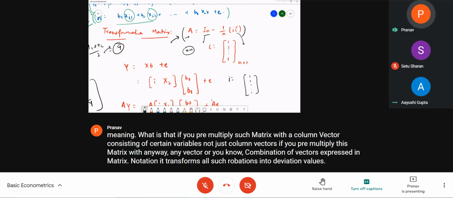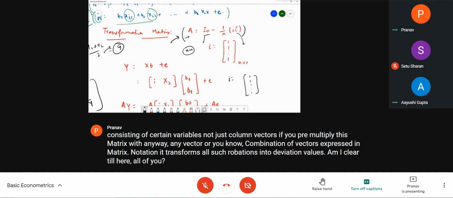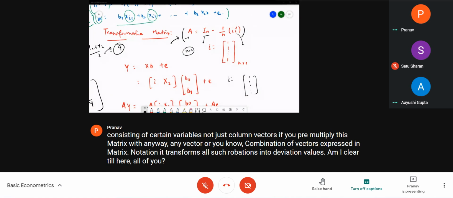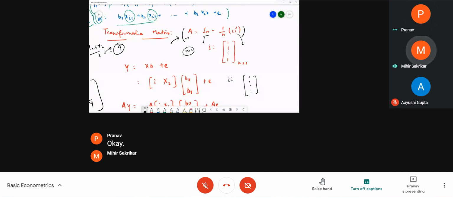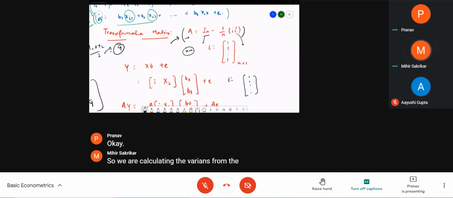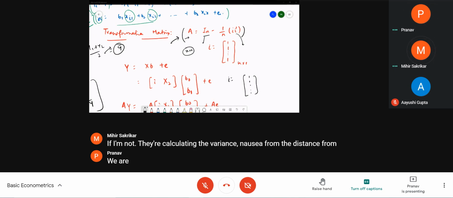Am I clear till here, all of you? Yes, sir. I had a small doubt, sir. We are calculating the variance from the mean in this transformation matrix, no? If I'm not mistaken, we are calculating the distance from the mean. Yeah, distance from the mean, correct. Thank you, sir. Okay.